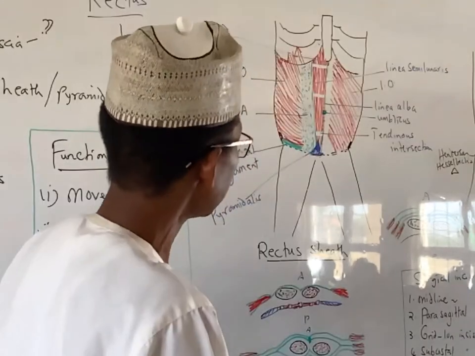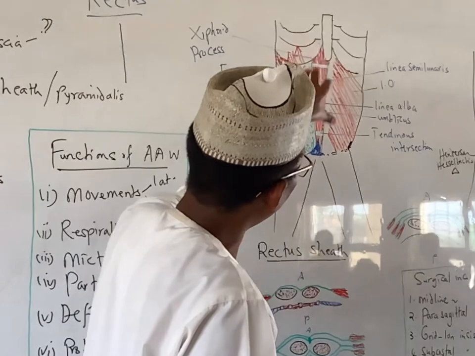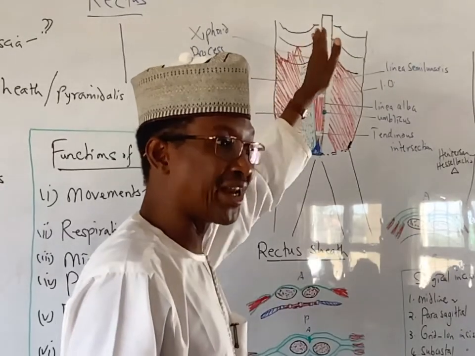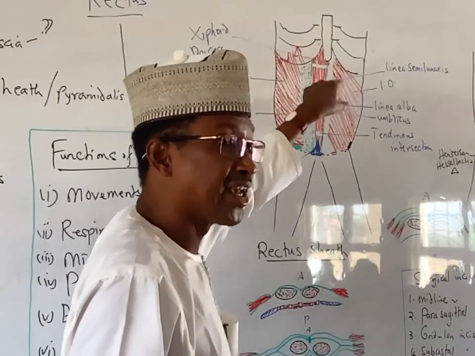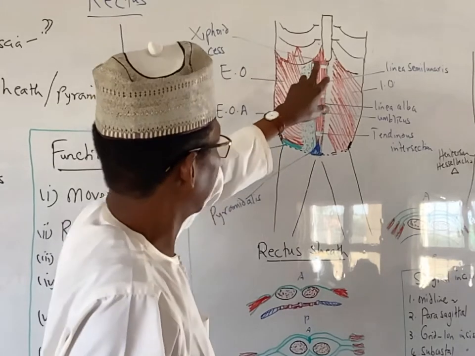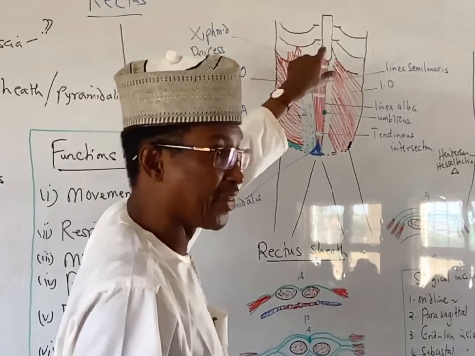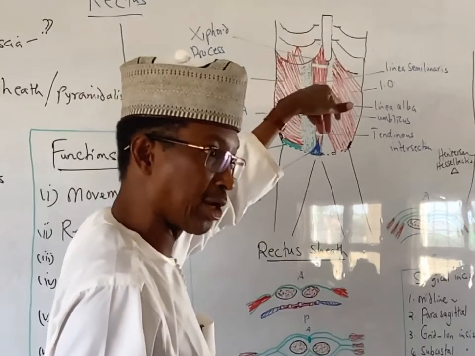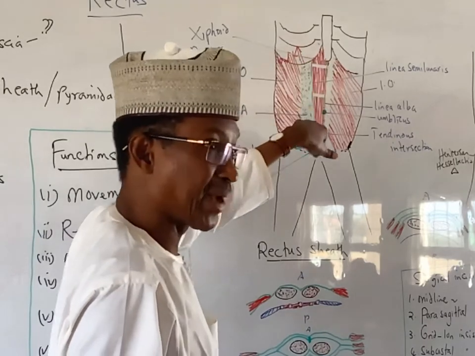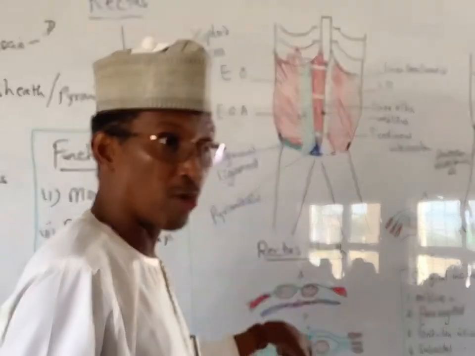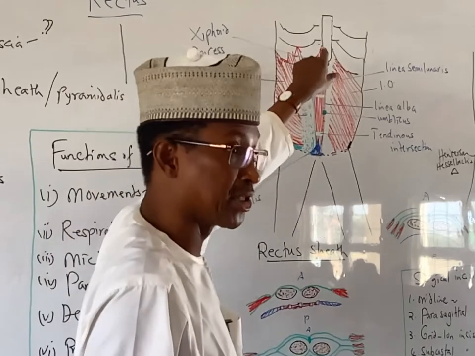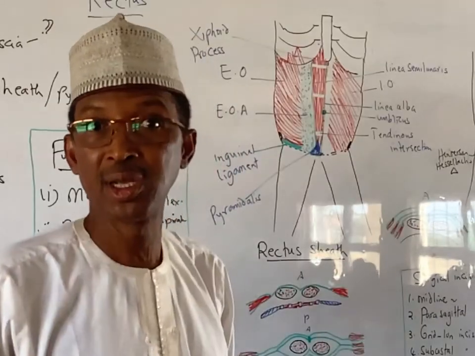Good. So this rectus abdominis, we have seen its origin and insertion and the orientation of the fibers. What do you mean by the orientation? That means where they pass, either transversely or vertically or obliquely. So we said this one is passing vertically downward. Are you clear? That is the orientation of the muscle fibers of the rectus abdominis.